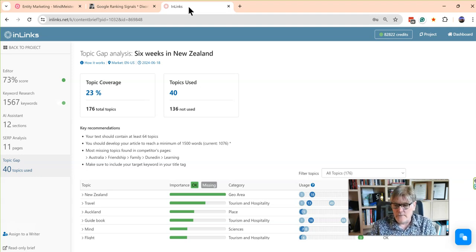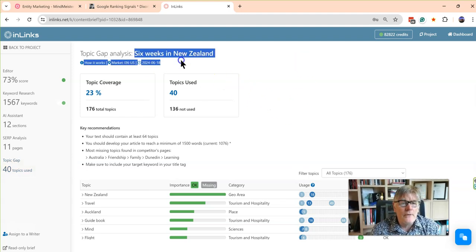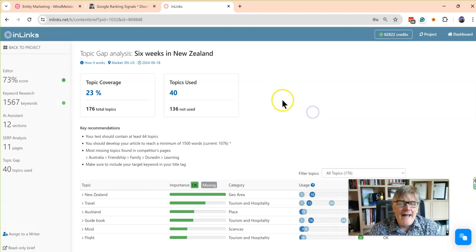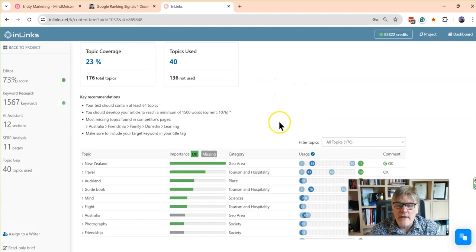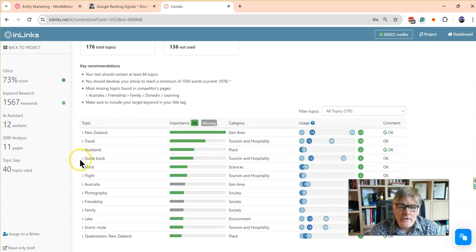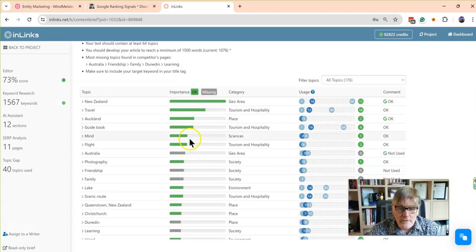InLinks, however, kind of works on the content on the page itself, and then uses that to help you work out where you should be linking to other pages on the website as well. So I've taken this example of 6 weeks in New Zealand, and we've had a look at the competitors that are ranking for 6 weeks in New Zealand and the kind of topics that they're talking about. And we see that New Zealand is really important, travel is really important, Auckland is really important, guidebooks, etc.